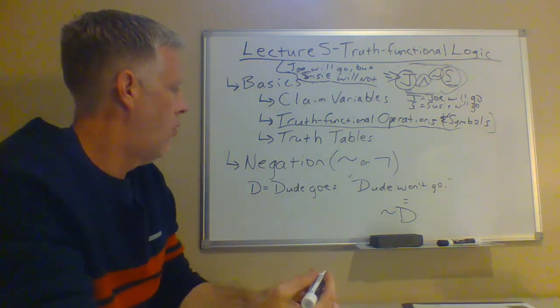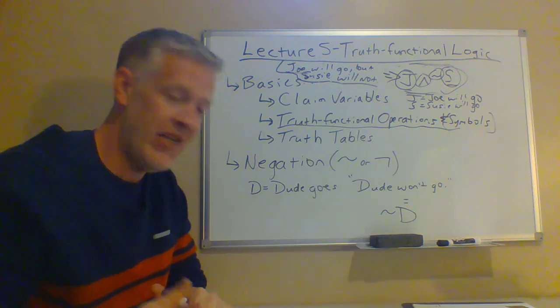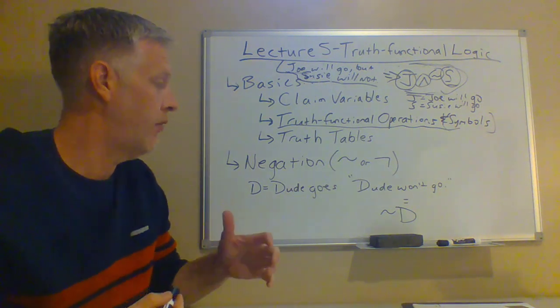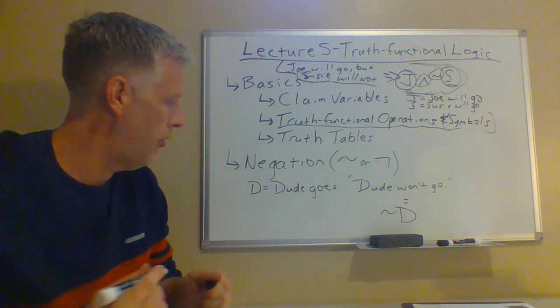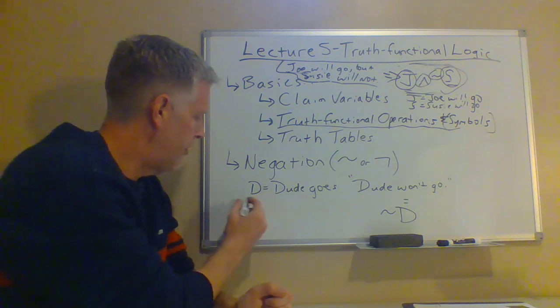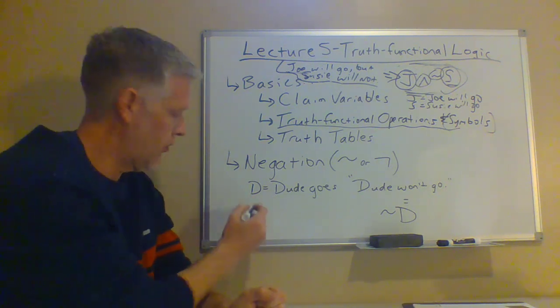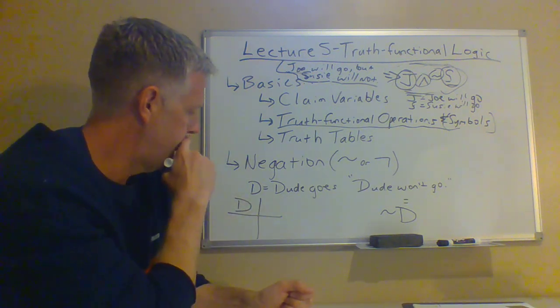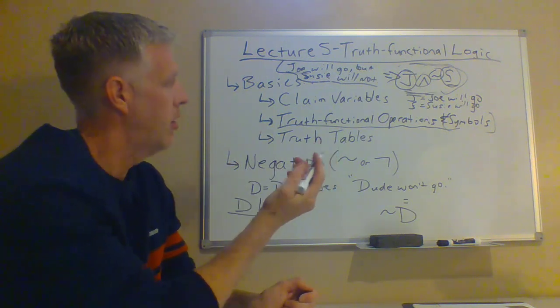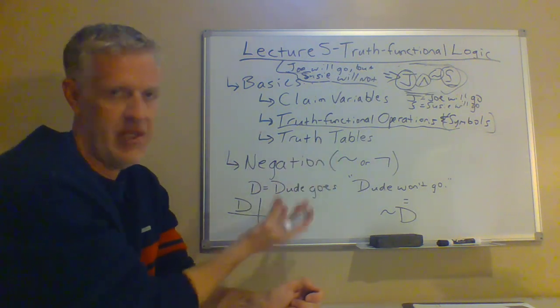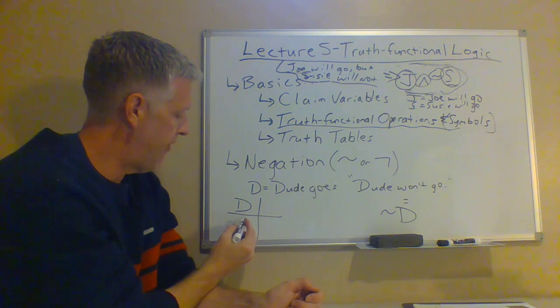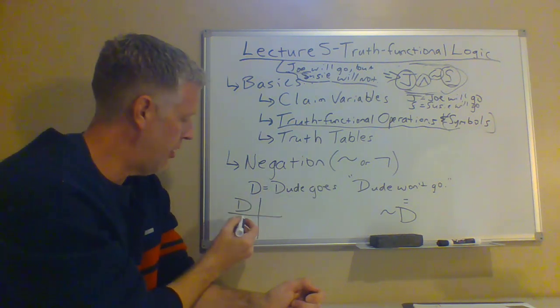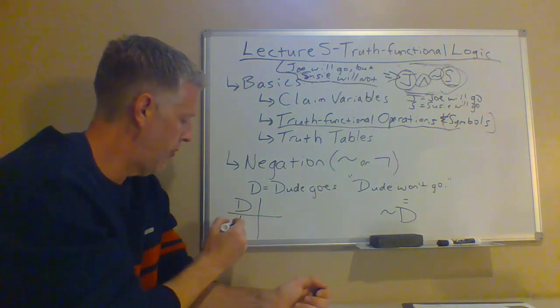Okay? So what's going on with negation, as I indicated at the top of the slide, is basically the contradictory of whatever the claim was to begin with. So if we start with D being "dude goes," in my example here, and we had a little truth table here, if we only have one claim at play, as we do in this scenario, then we only have two possibilities. "Dude goes," which is represented by D, could either be true or it could be false. So we have two possibilities.